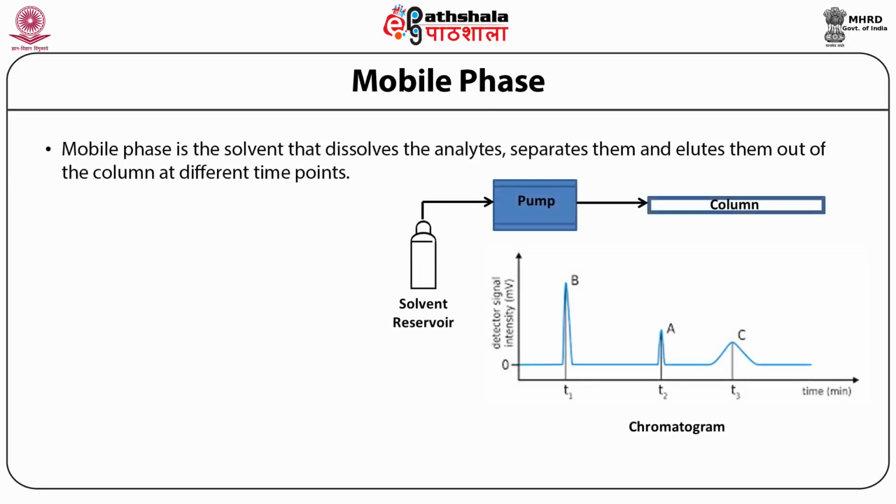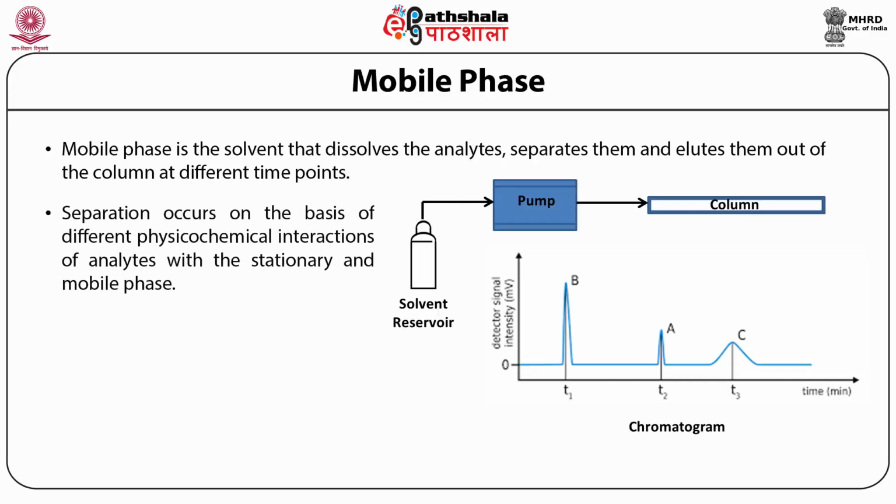The mobile phase in liquid chromatography refers to the solvent that dissolves the analytes, separates them and elutes them out of the column at different time points. Separation of components in a sample occurs on the basis of different physicochemical interactions of analytes with the stationary and mobile phase. Solvent is continuously applied to the column and stationary phase for solubilization and elution of analytes. When the liquid mobile phase passes through the column, analyte molecules interact with the mobile phase and solubilize in it at different time points. This results in separation of sample components.